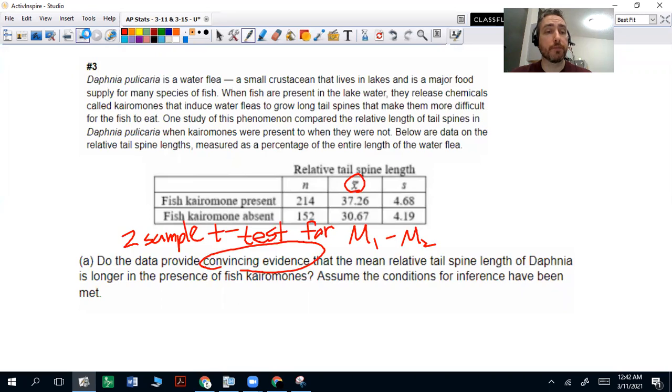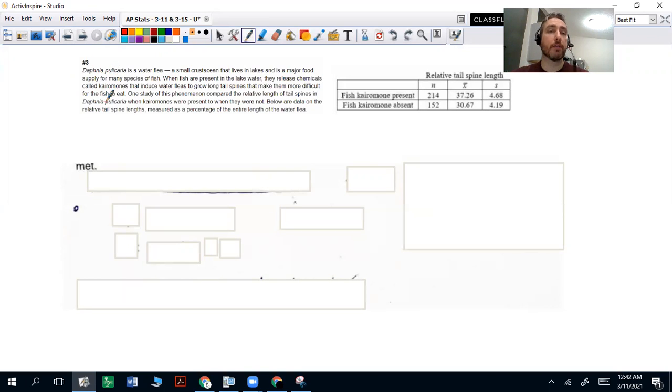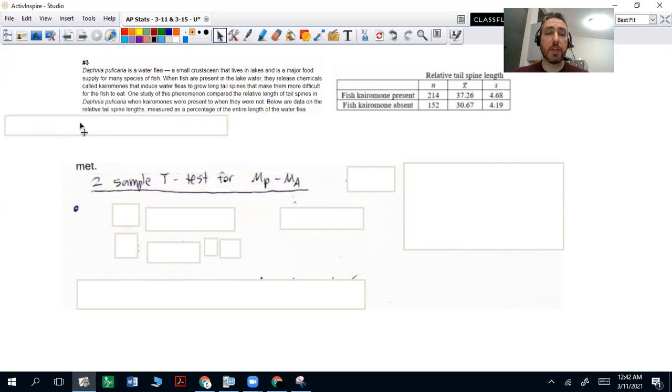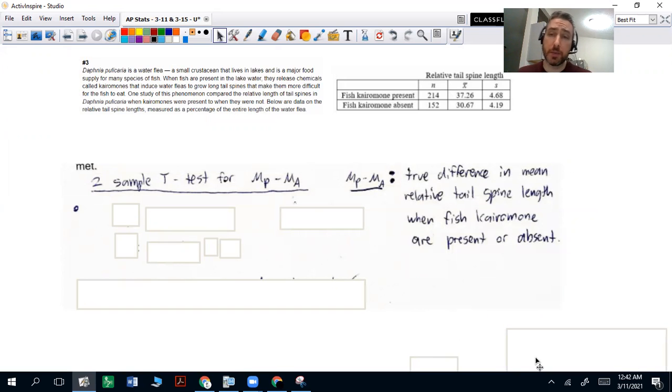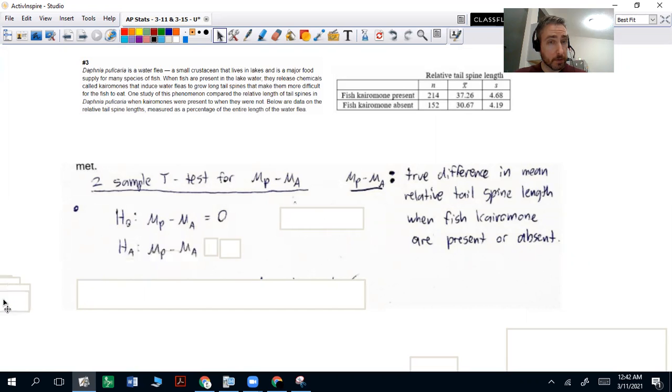So here's the write-up for that. This first part is just going through that 4-step process. It's a 2-sample t-test for the difference in means. We define what the difference is. I said it was the true difference in mean relative tail spine length when fish pheromone are present or absent. Next, identify my hypotheses. So the null would be that the difference is 0. The alternative would be, since I'm doing present versus absent, and I'm subtracting that, that's a positive difference. So that alternative is going to be greater than 0.